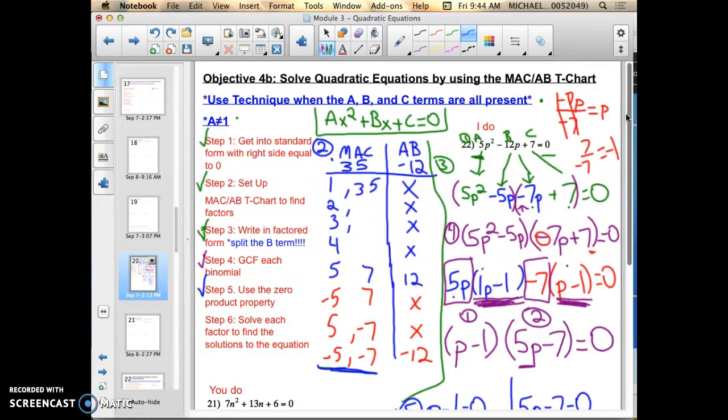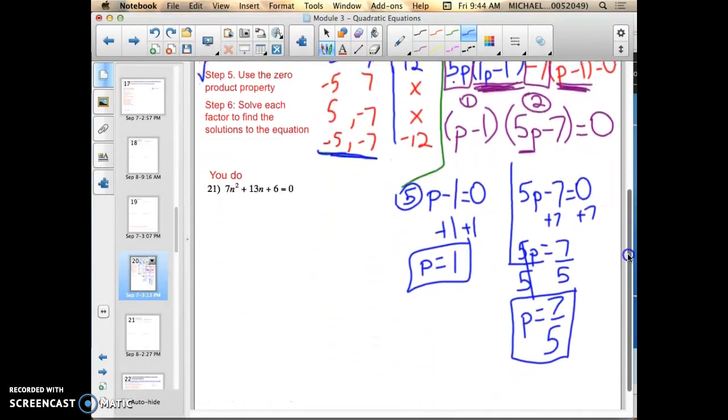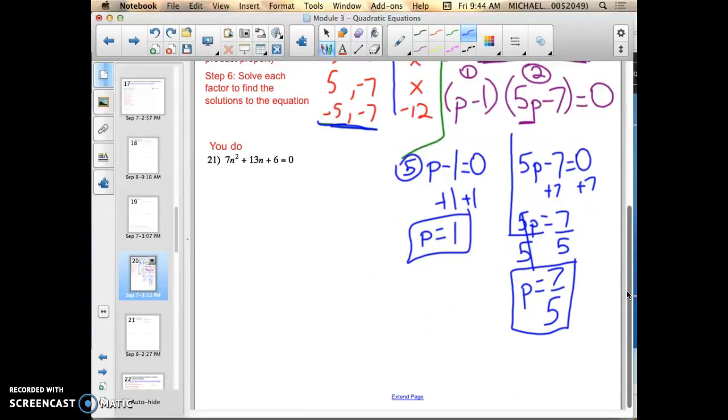When you master this, you should feel very proud of yourself because there is a lot of work that goes into these steps, and you do have to take it step by step, and step 4 might be the trickiest of all of them. But that is the process, and I have found the two solutions, p equals 1 and p equals 7/5. Please pause the video and try number 21 on your own. Check your steps with mine when you're done to check your understanding.